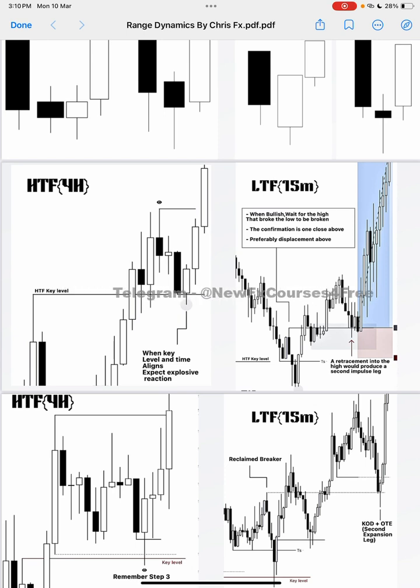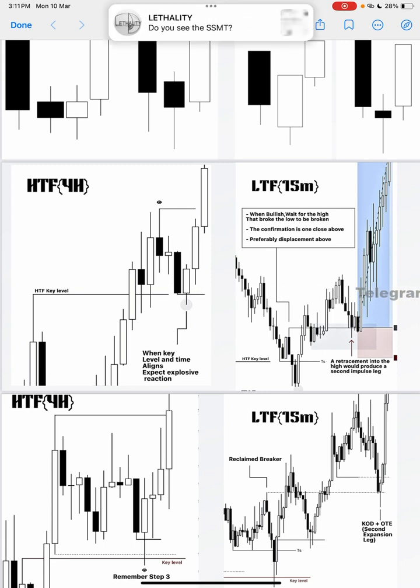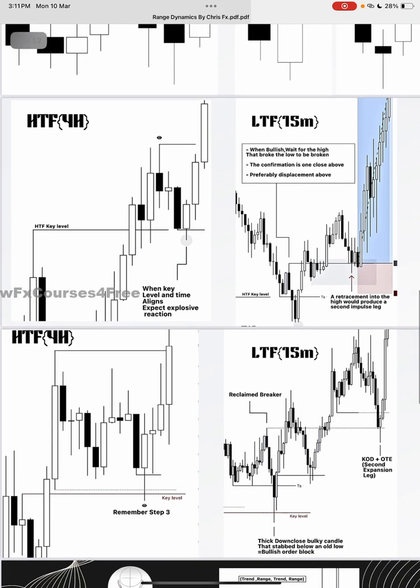So here you got your range. The market pushed one end of the range, taps on the key level. This key level was actually a mitigation block on the higher time frame. On your lower time frame, you got your total soup, retracement into your order block aligning with your breaker block before going higher.